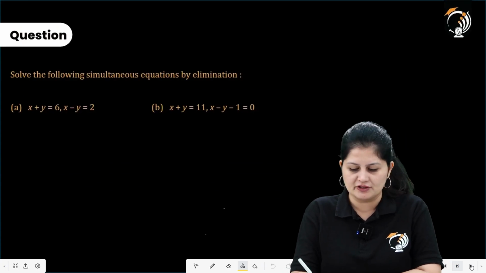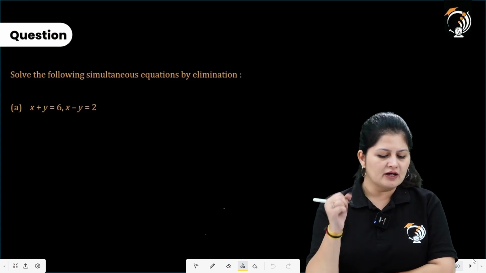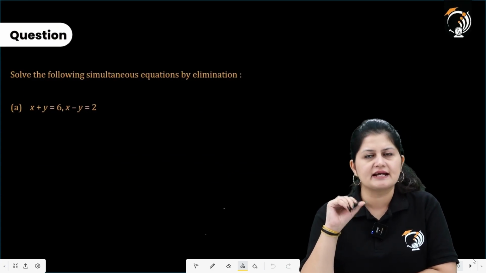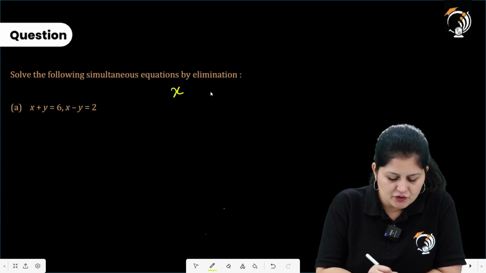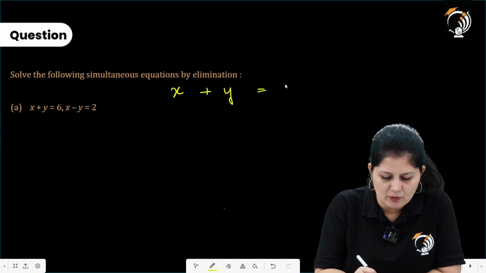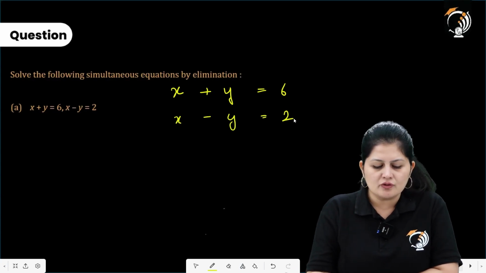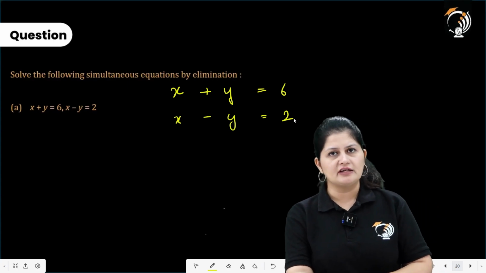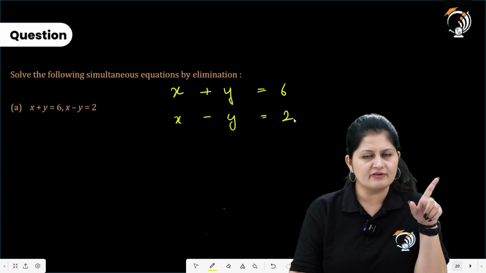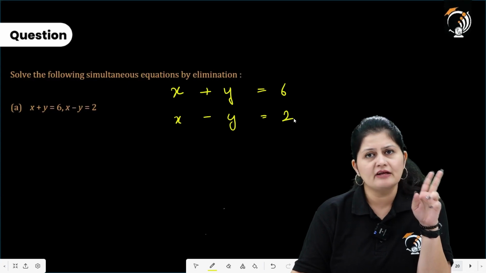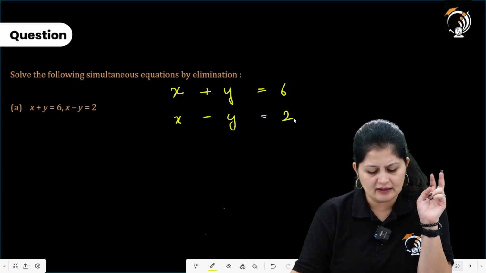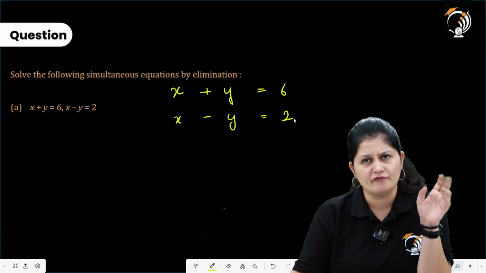Let's solve a question on this. Suppose x plus y is equal to 6 and x minus y is equal to 2. Firstly, let me write both the equations here: x plus y is equal to 6 and x minus y is equal to 2. Correct? What we can observe here is that x has the same sign and the same coefficient value. If I talk about the coefficients of y, they have different signs, but the value of the coefficient is the same.